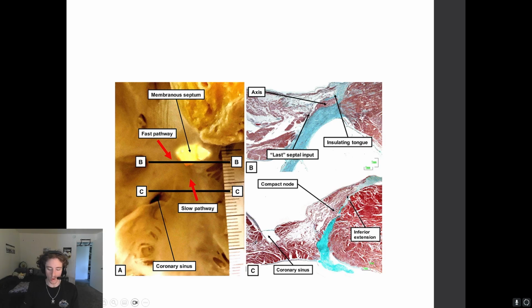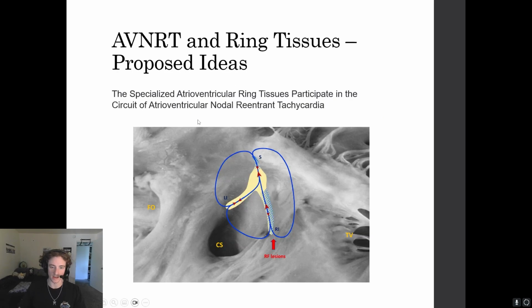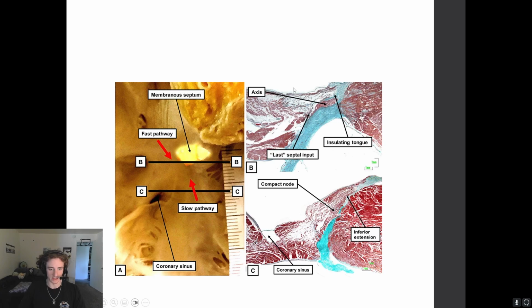Now, so what is this paper overall suggesting? Well, we saw the spoiler, right? Specialized AV ring tissues participate in the circuit of AVNRT. So what does that mean? Well, they speculate that, we'll go back to here so we can look at some of the real anatomy. Yeah, we'll go back to that.